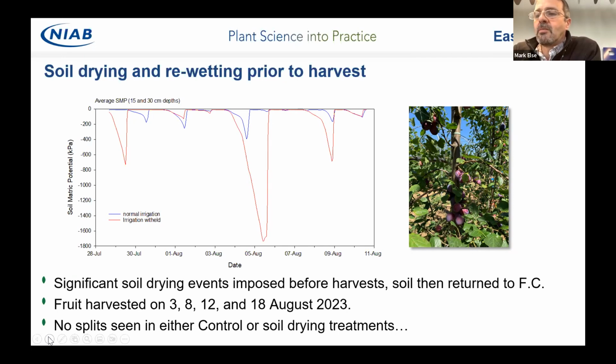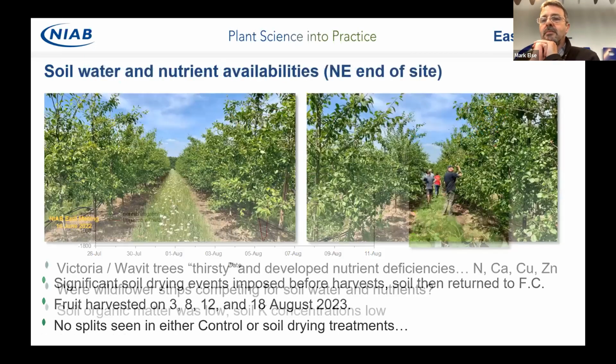But obviously more work is needed in order to be able to advise growers on how best to maintain moisture content before and during harvest. Okay, next slide, please.